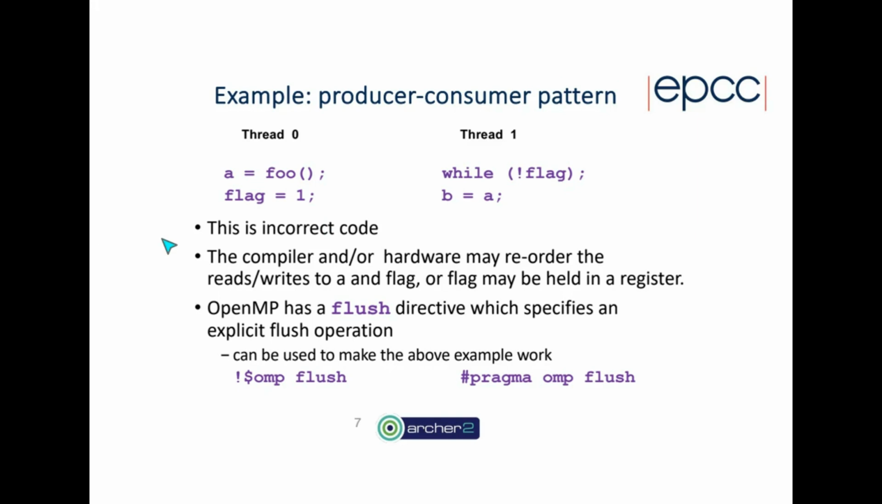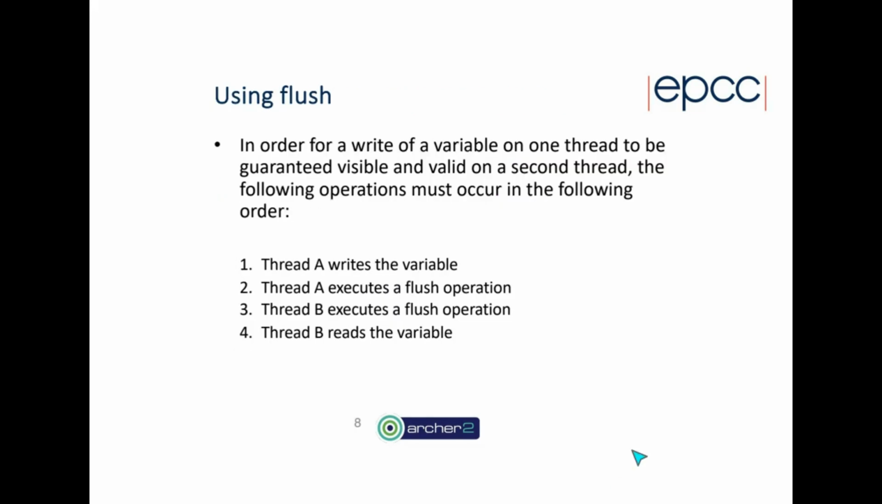So if this isn't correct, can I fix it? Well, the answer is yes, but. OpenMP actually has an explicit flush directive, so you can insert flush operations and use this to make this example work, but I'm going to try and convince you that you shouldn't. So if we use flush, what does that imply?